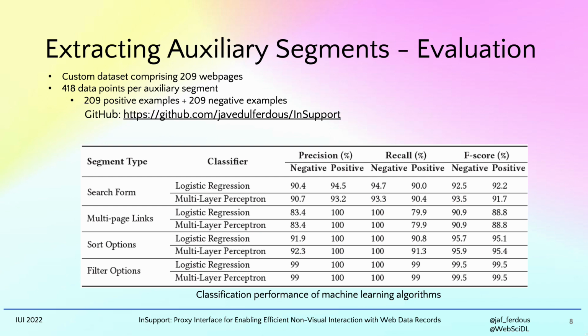For each segment type, we randomly set aside 320 data points for training and use the remaining 98 data points for testing. For training, we explore two models, namely logistic regression and multi-layer perceptron. While both algorithms perform well as seen in the table, the best performing algorithm varied across the segment types.